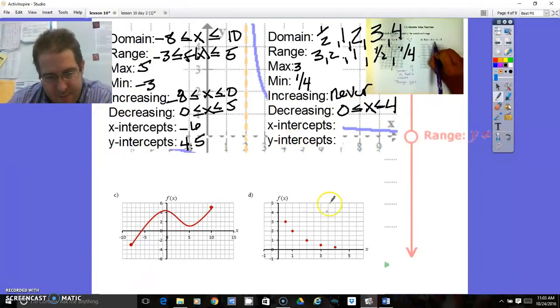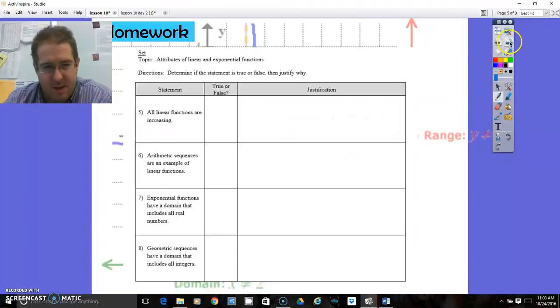And the x-intercepts, it never crosses the x-intercept, and it never crosses the y-axis. So it does not have any intercepts. It never crosses or touches either axes.